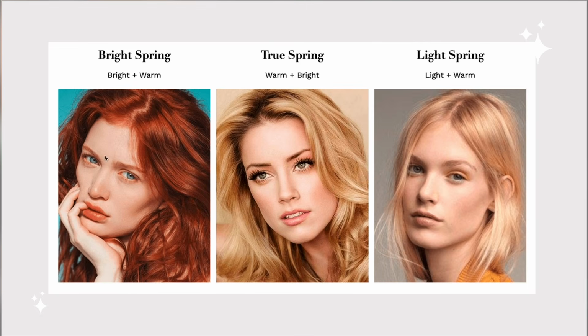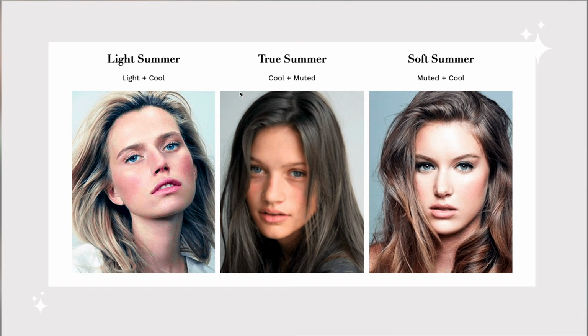If your primary characteristic is bright and your secondary characteristic is warm, you're going to be bright spring. If your primary characteristic is warm and your secondary characteristic is bright, you're going to be true spring. If your primary characteristic is light and your secondary characteristic is warm, you're going to be light spring. If your primary characteristic is light and your secondary characteristic is cool, you're going to be light summer.